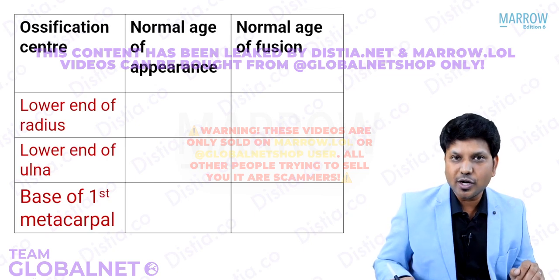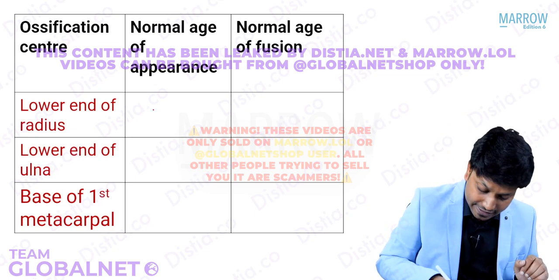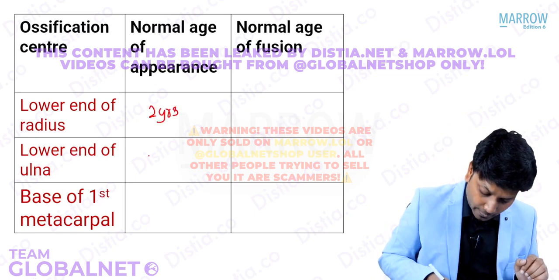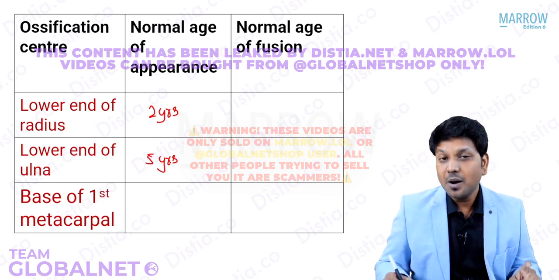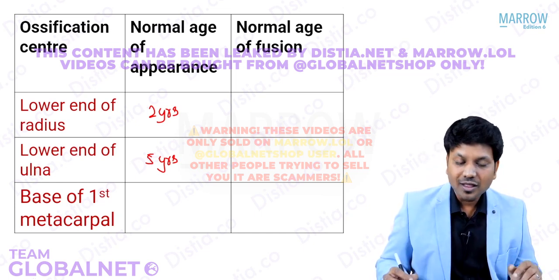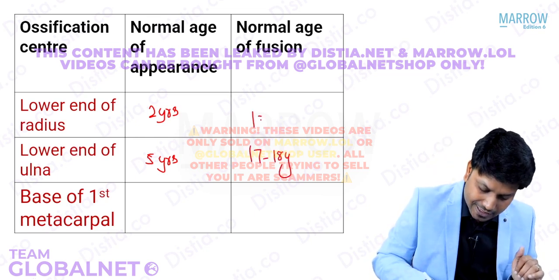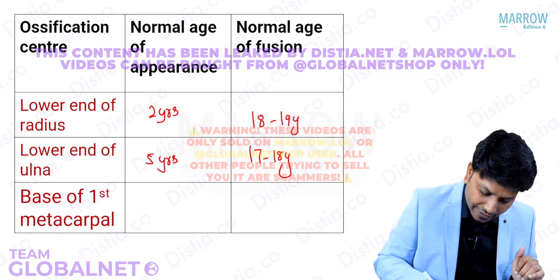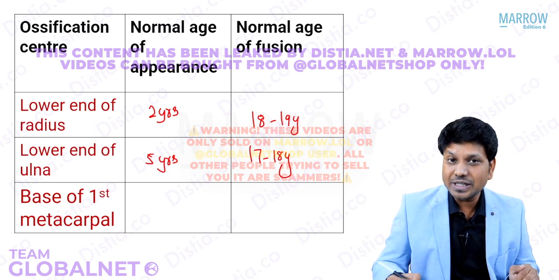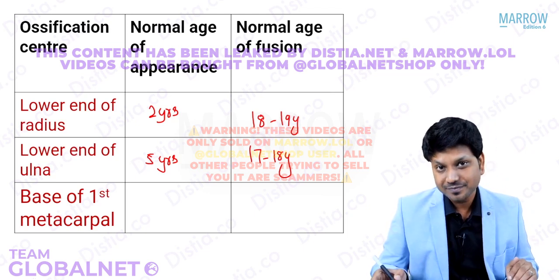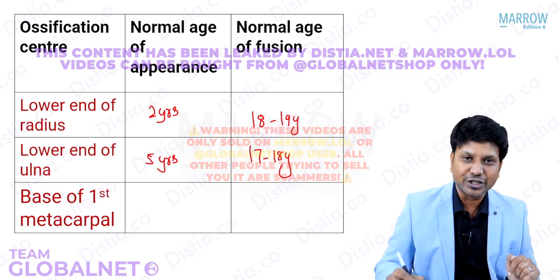You can see the lower end of radius and lower end of ulna, right? The lower end of radius appears around 2 years, whereas lower end of ulna appears around 5 years, right? But now what happens? The ulna will fuse first, 17 to 18 years, whereas the radius will fuse later, 18 to 19 years, 1 year difference. But what you have to observe is the center which appeared first will fuse later, right? Radius has appeared first, but it is fusing later, that is the rule of ossification, right?